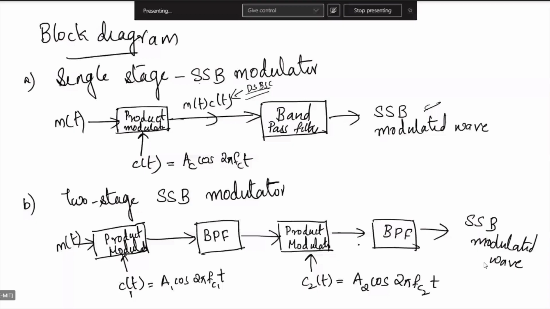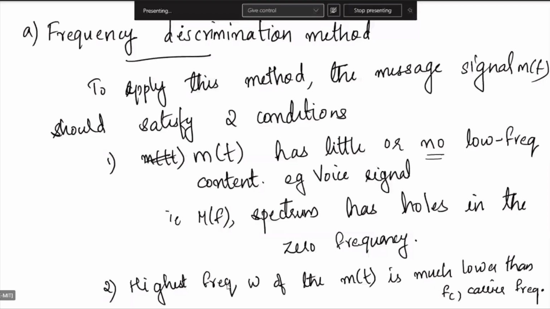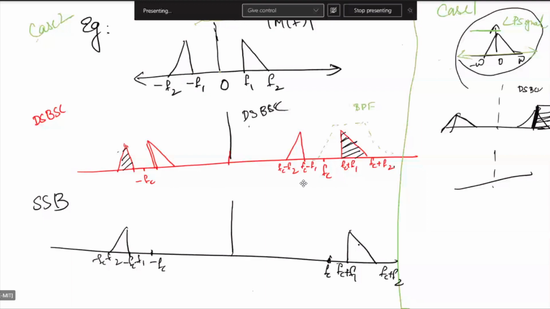Excuse me, ma'am. Yeah, tell me. Ma'am, what if we use a band elimination filter that eliminates frequencies between minus FC and FC? And we can still obtain the upper sideband, right? But again, this band elimination filter also is not ideal, right?